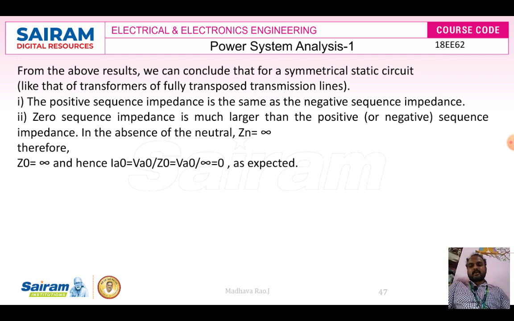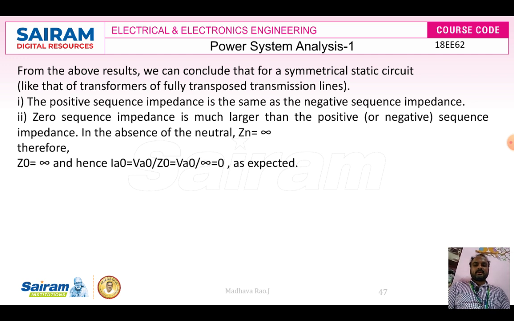In the absence of the neutral, Zn is equal to infinite. Absence means the neutral wire is not connected. Therefore Z0, the zero sequence impedance, is equal to infinite. Hence IN0 is equal to 0, so the current flowing in the zero sequence impedance is equal to 0.